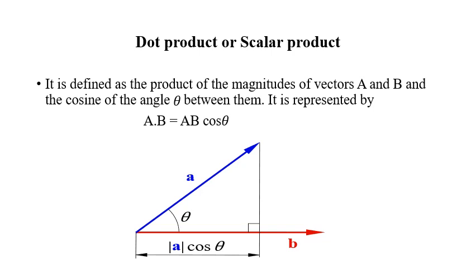So look at the diagram, students. We have two vectors A and B. There is an angle theta between the two vectors A and B. So what is the dot product? The formula is A dot B is equal to A B cos theta, where theta is the angle between the two vectors. So this is your formula, students. A dot B equal to A B cos theta.